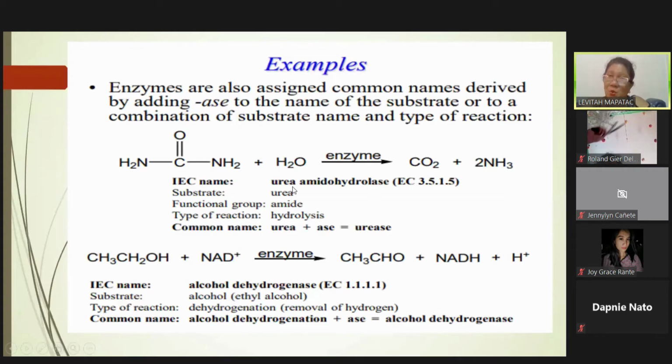Actually, this one is very specific. Okay, you can see this is the substrate. This is the one being acted on by the enzyme. This is the reaction. Here is another one. Can you guess what this is? This is an alcohol. What kind of alcohol? It is ethanol or ethyl alcohol.